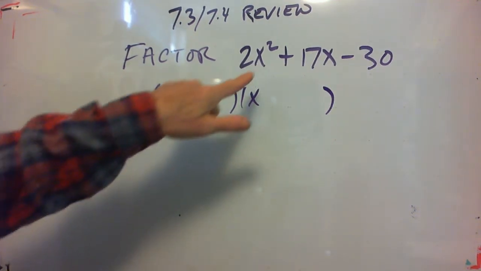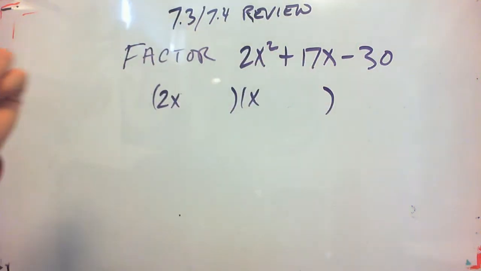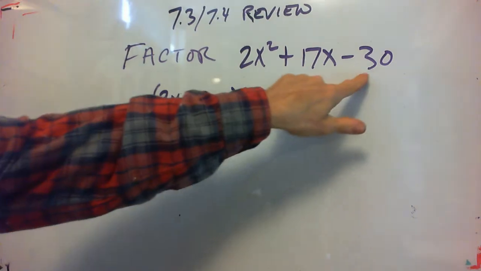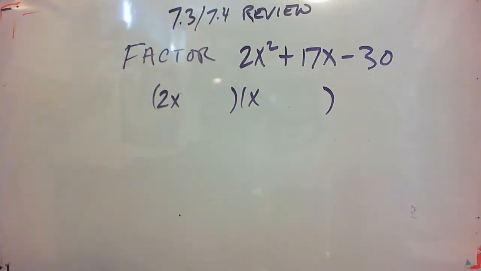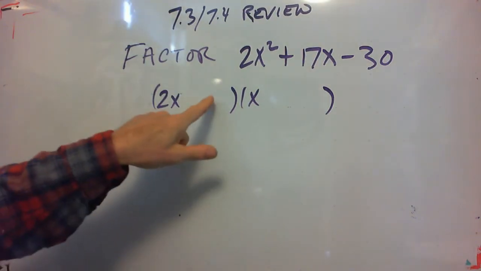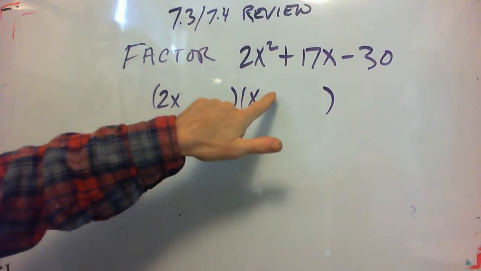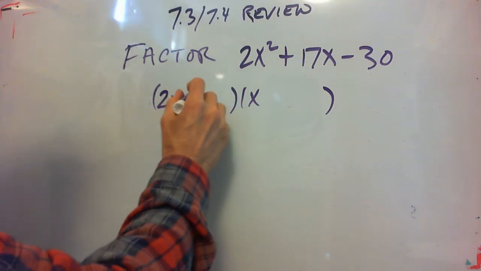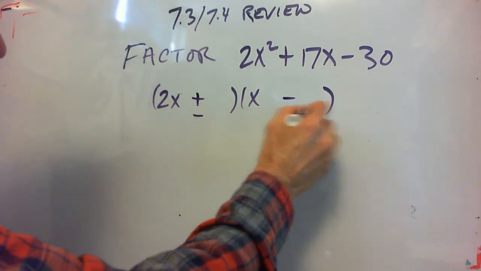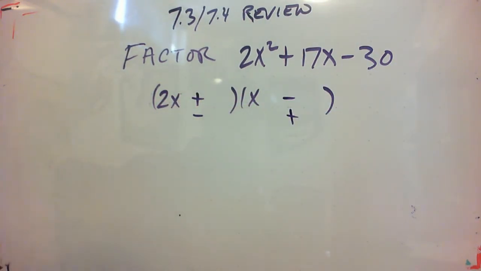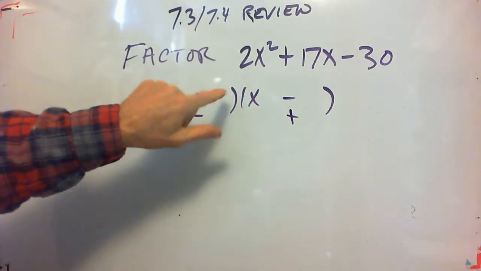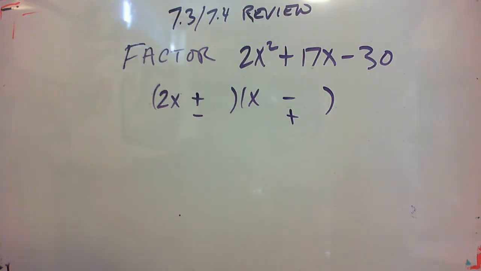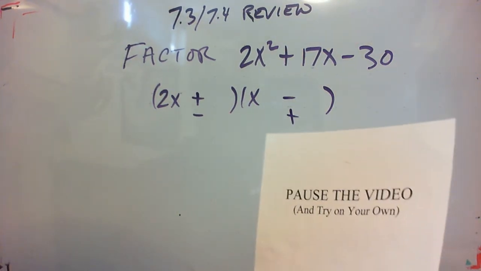Okay, the next problem, factor 2x squared plus 17x minus 30. Now here we have to multiply it out to get negative 30 and a positive number of x's. Well, to get the negative 30, that means we need a plus in one of the factors and a minus in the other. So you're either going to have a plus minus or a minus plus. So you put in the numbers that multiply to negative 30 and find the combination that gives you positive 17x's. So pause the video, try this on your own.